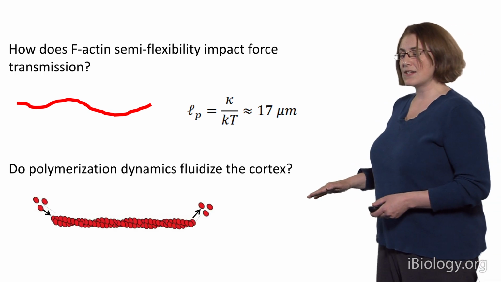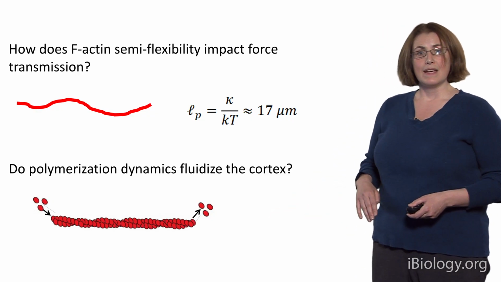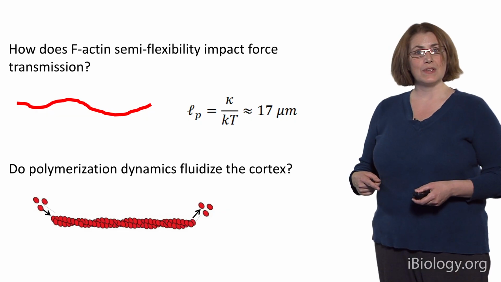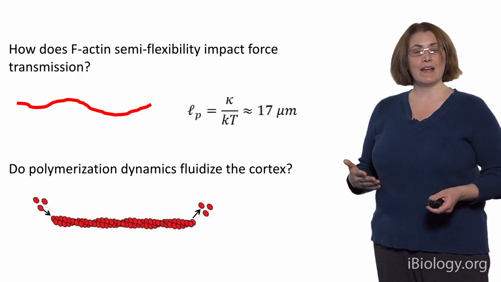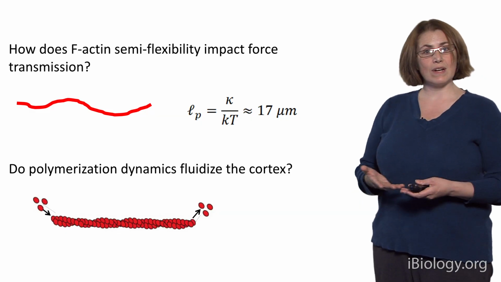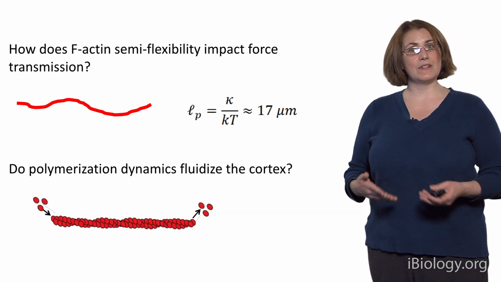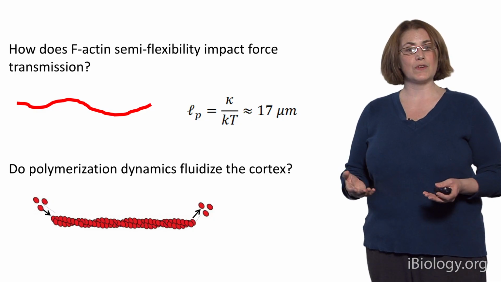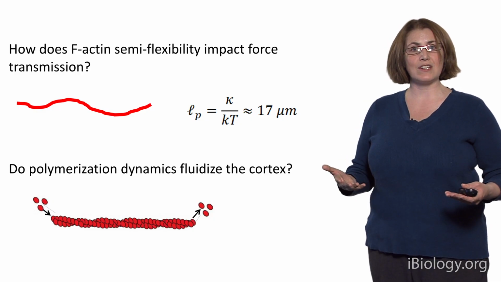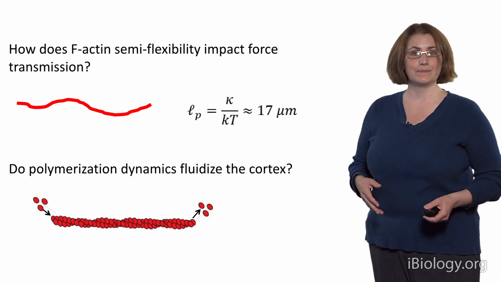Secondly, we know that actin filaments are not static, but they're actively assembling and disassembling. And so how does this active assembly and disassembly of the polymers affect the mechanical response of the networks? We simply don't have the models that integrate the polymerization dynamics with the mechanics. Some speculation is that polymerization dynamics are essential for fluidizing the cortex and enabling large shape changes while maintaining a uniform density during processes like cell division.